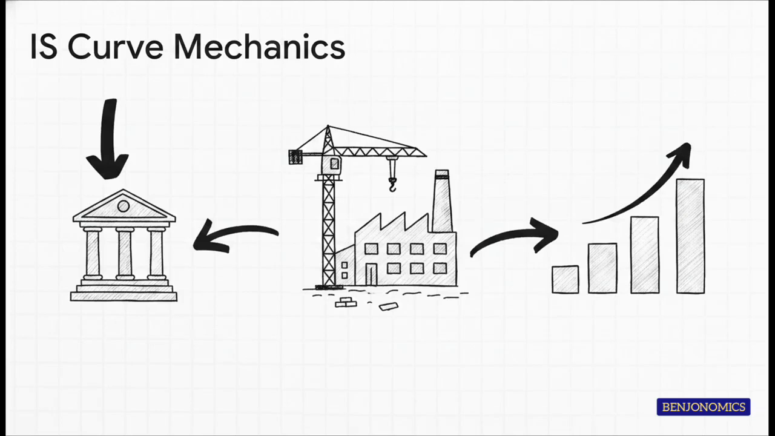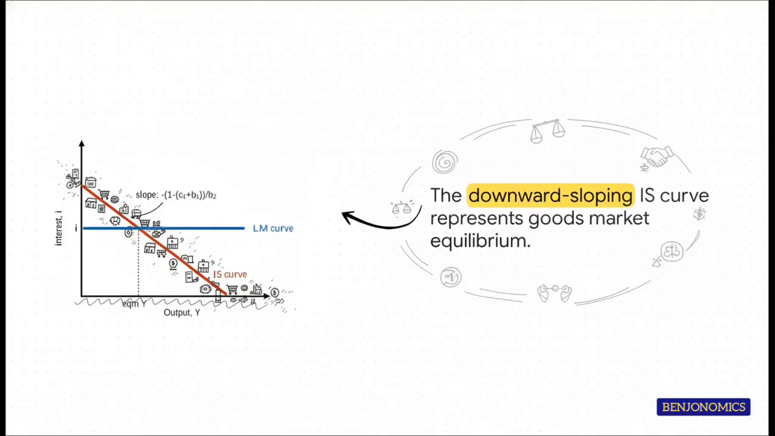When borrowing is basically on sale because interest rates are super low, businesses naturally take out more loans to build factories and hire workers, right? And that pushes total national output upward. Basically, low interest equals high output. When we visualize this, you get that classic downward sloping curve, with the interest rate on the vertical axis and national output on the horizontal axis. Every single point along that downward slope represents a unique combination where the goods market is in perfect harmony.